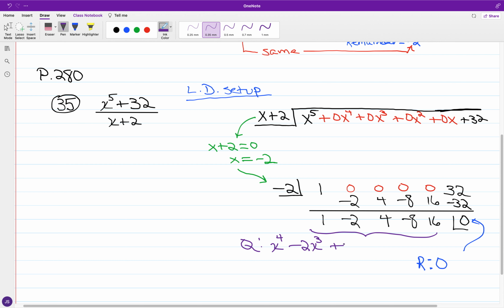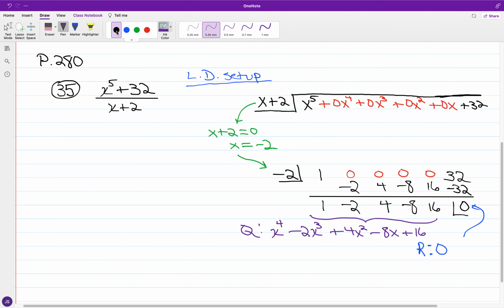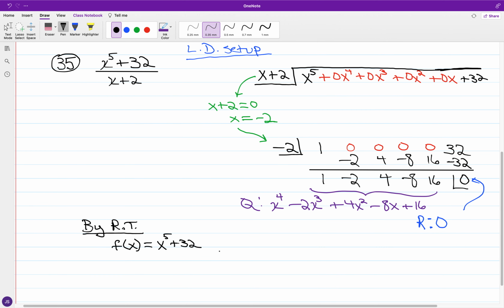Then we have plus 4x squared. And we have minus 8x. And then closing out, we have 16. And I will mention, okay, if I had utilized the remainder theorem, then you have your f of x is x to the 5th plus 32, and you have divided by x plus 2.